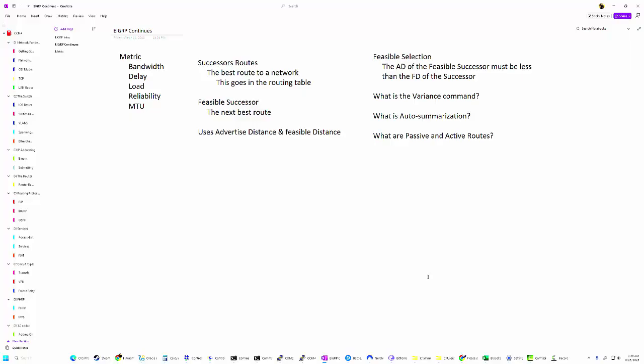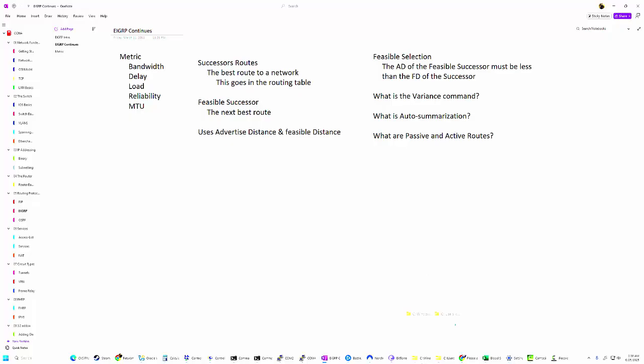Now, your backup route is in the topology table, not in the routing table, unless you're going to do load balancing or load sharing. And the feasible successor is the backup route, the very next best route. Remember, the cool thing about EIGRP is when I lose my successor, my feasible successor automatically kicks in without running the EIGRP algorithm. This saves on CPU usage.